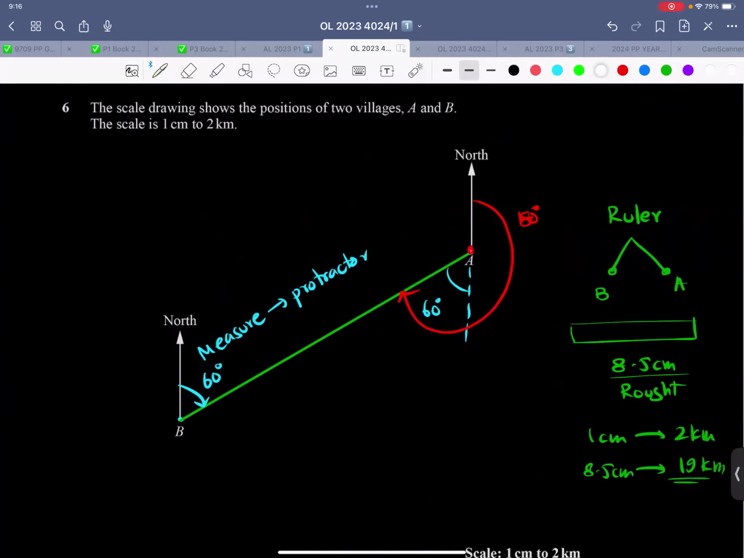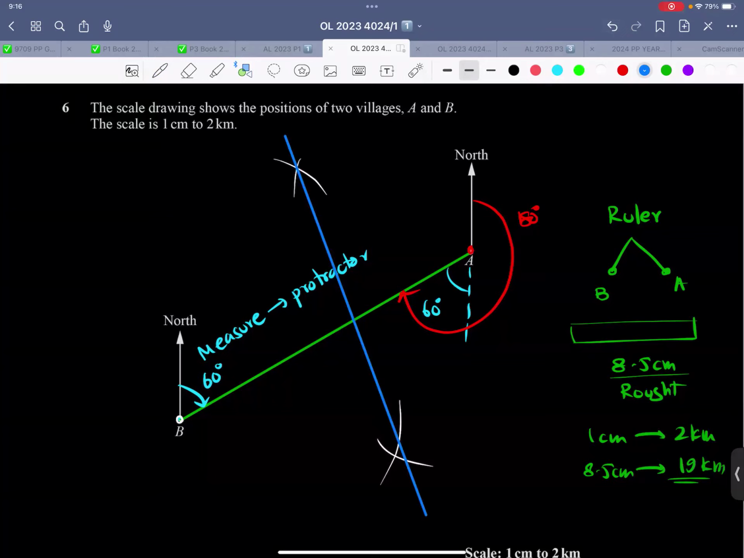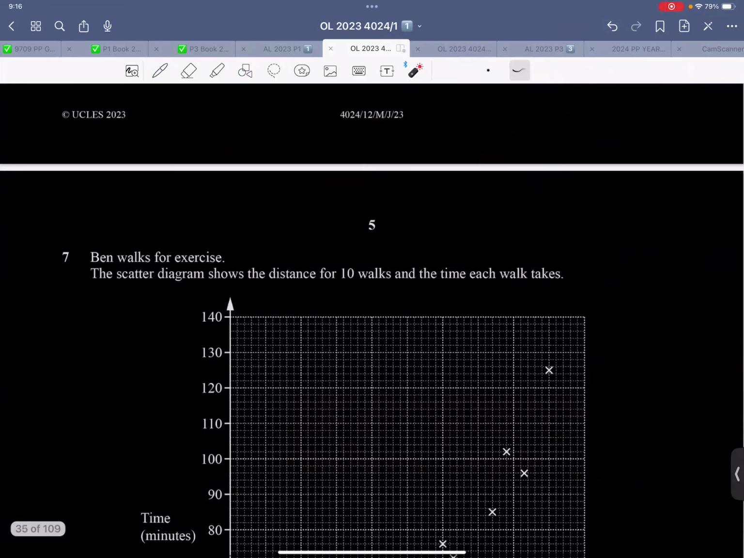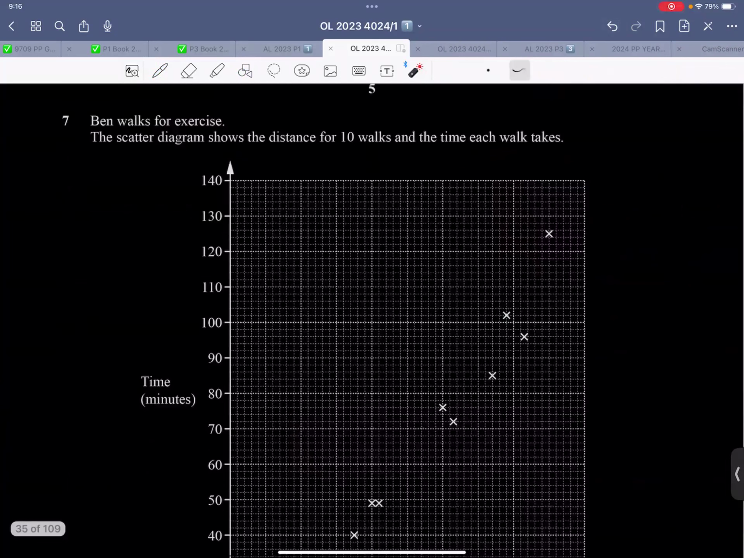So what we do is we put the compass over here, open more than half, and mark an arc. With the same opening, mark another arc. And then we join these 2 points, something like this, not exactly. So it would be cutting at 90 degrees, and this is the path on which the plane would be flying. So this thing is done. Loci is done.